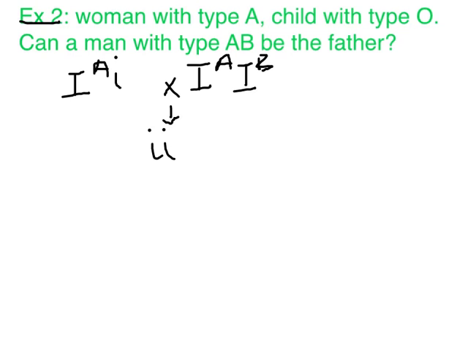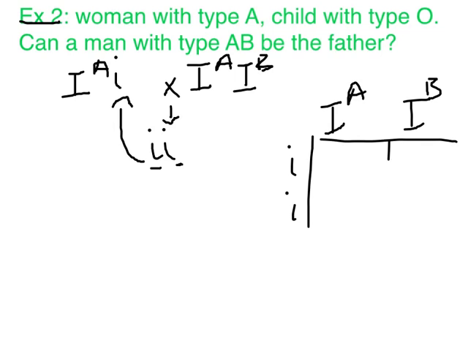Now, some of you are looking at that and can see it right away, okay? Obviously, this little i came from the mama, and some of you are saying, okay, well, there's no way that this other little i could come from this man, and you're right. But you can also put this onto a Punnett square. So IA, IB, here's the daddy, and the mama is IA, little i.